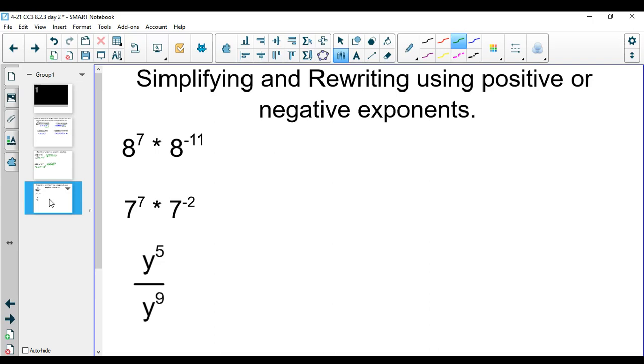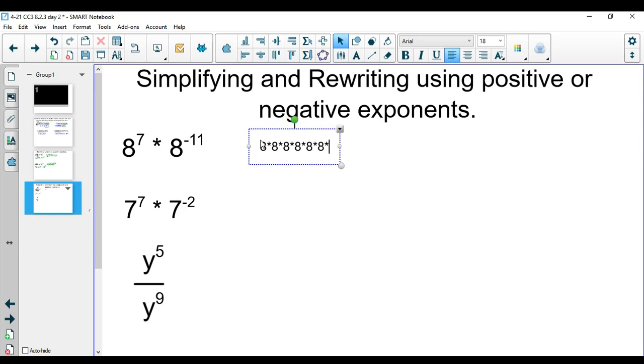Now, not all the problems we're dealing with are with scientific notation. So we're going to practice simplifying this. If I have 8 to the 7th power, I can write that as 8 times 8 times 8 times 8 times 8 times 8 times 8. We have 7 factors of 8.